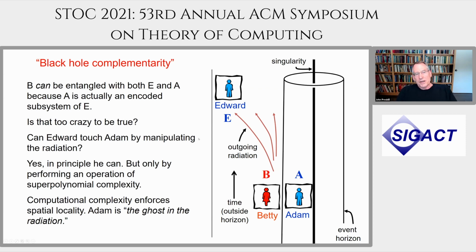Well, yes, according to this proposal, in principle, that's possible. But the claim is that in order to interact with Adam by interacting with the radiation, Edward would have to perform an operation of infeasible complexity, with complexity which is super polynomial in the size of the remaining black hole. So Adam, the encoded interior, is actually surrounding Edward, but he can't interact with Adam. Adam is the ghost in the radiation.